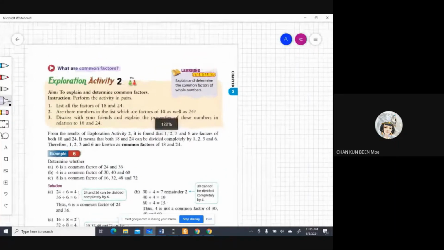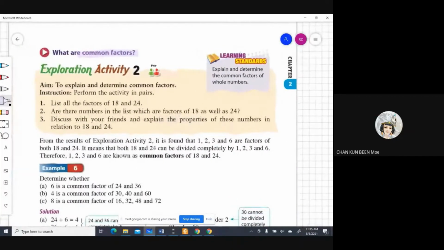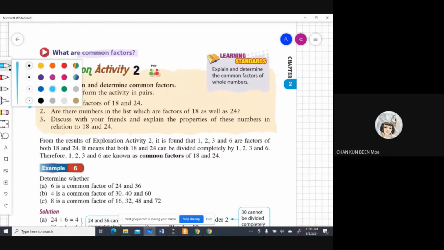So if you look at the book here, they gave you the exploration activity. Okay, so over here, the aim is to explain and determine the common factors. They ask you to perform the activity in pairs, so we are not going to do that now. We just do it here online. First, list all the factors of 18 and 24. So we are going to do this first by listing all the factors of 18 and 24.